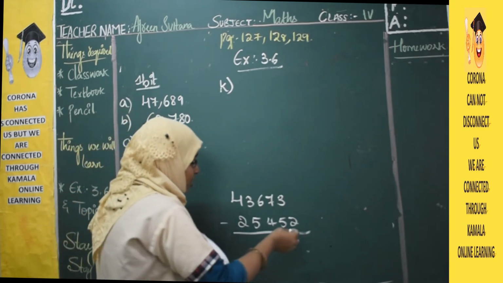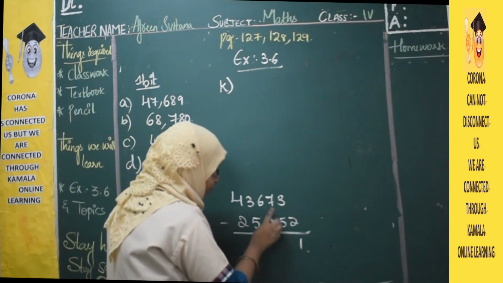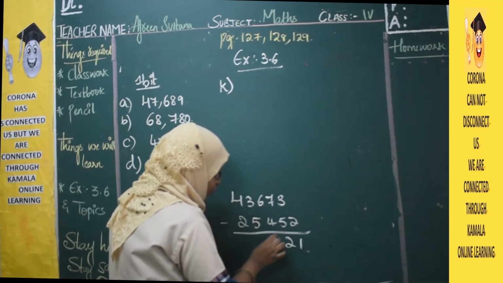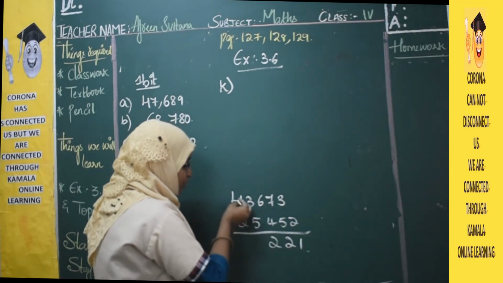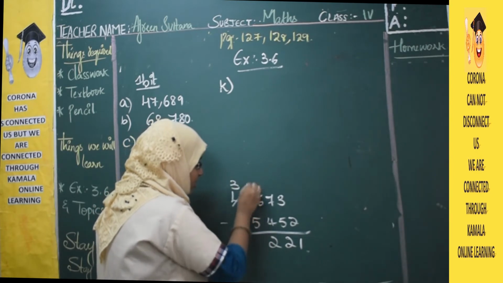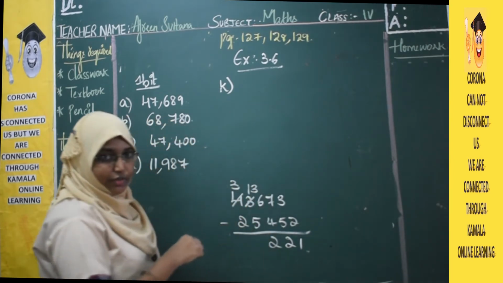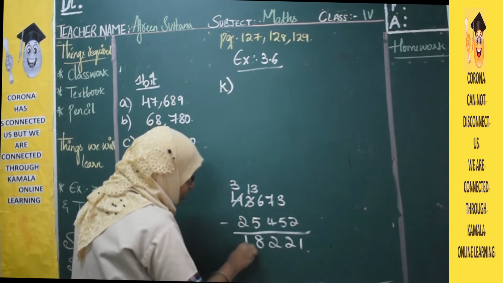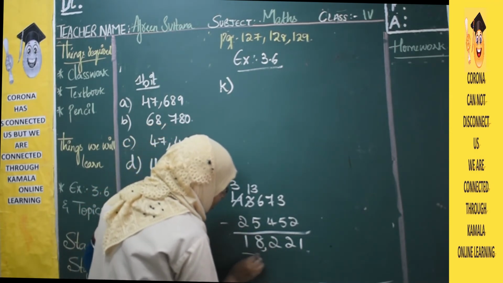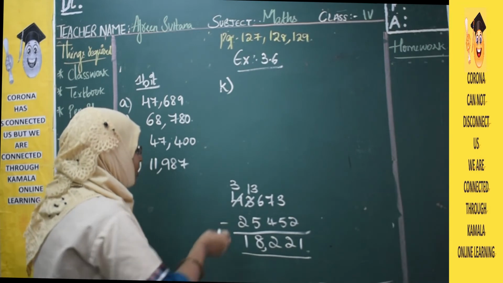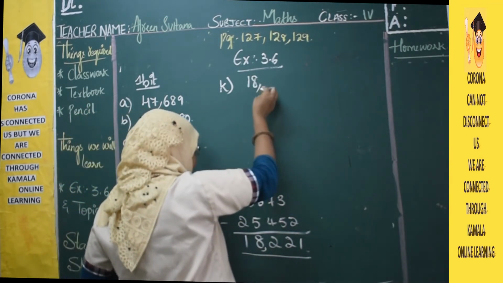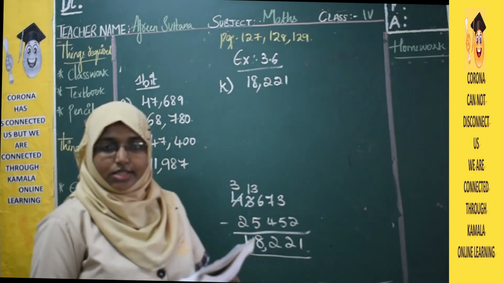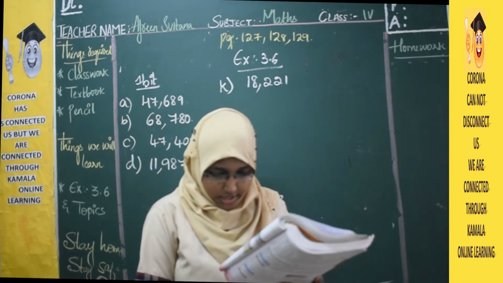Let us find out. 3 minus 0, 3... 3 minus 2, 1. 5, 7 minus 5, 2. 6 minus 4, 2. We cannot subtract 5 from 3. Now if we borrow, this becomes 3 and this is 13. So 13 minus 5 will get us 8. Next 3 minus 2 is 1. If we put a comma, it is 18,221. This is what our subtrahend is. Next let us move on.